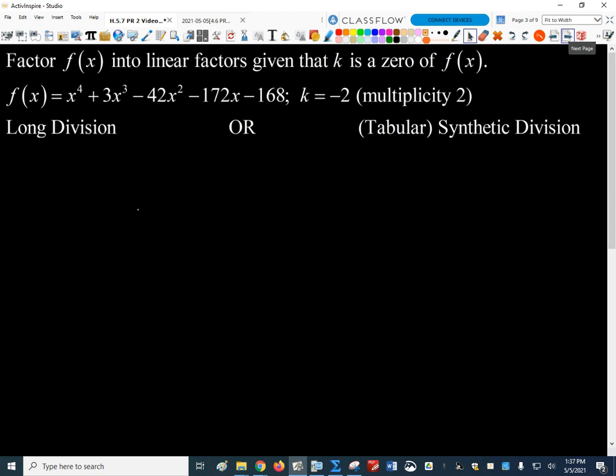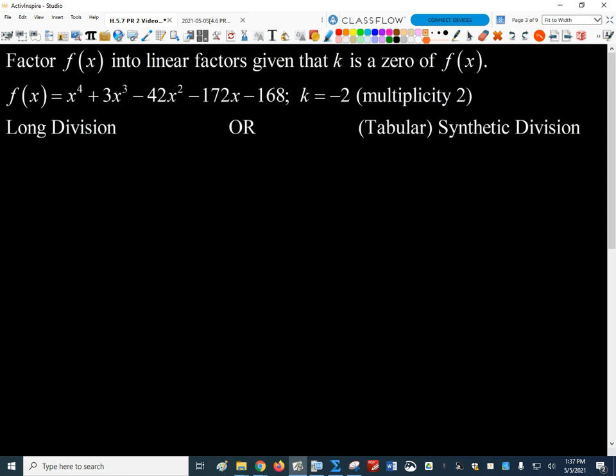Okay, let's try another one. So how about this one? This time they want us to factor f of x into linear factors, given that k is a 0 of f of x. They're giving us k, but they're telling us the multiplicity of that 0 is 2. So we can assume that this does factor if they're telling us to factor this into all linear factors. My job here at the end is to write f of x in fully factored form. Okay, good? All right, so what do I do?